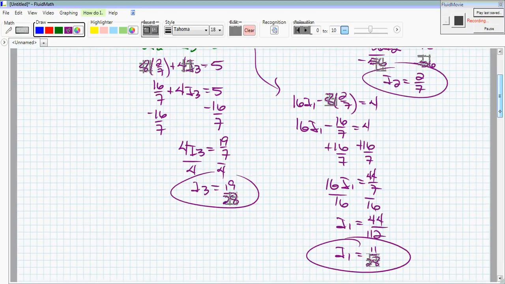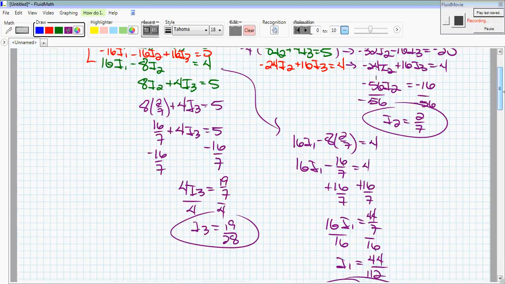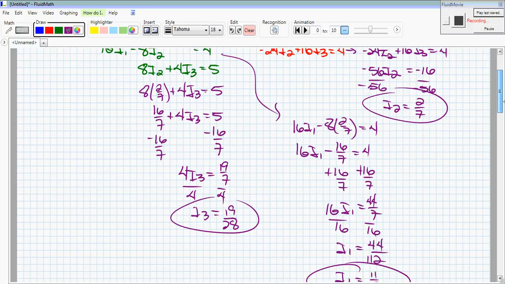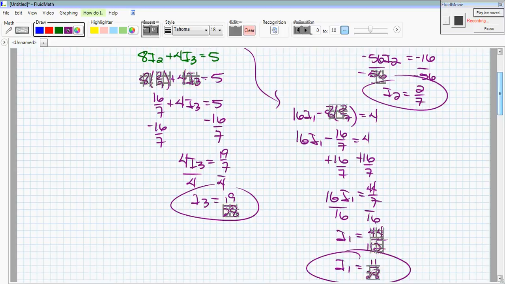You can double check that one with what's in the back of your book, possibly. But that's it. So that's how you solve question 36 from the Advanced Pre-Calc homework.